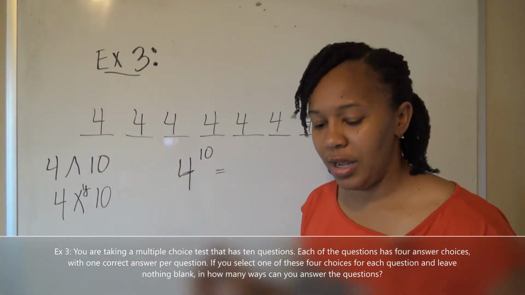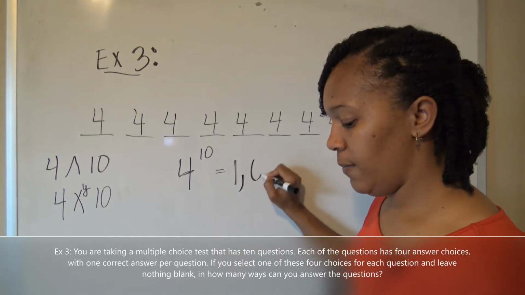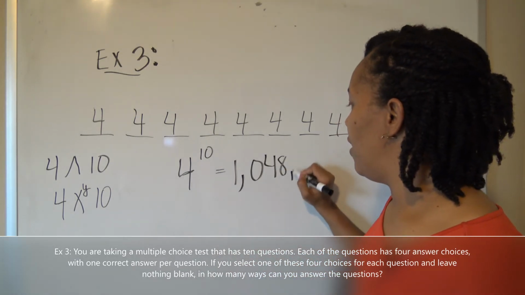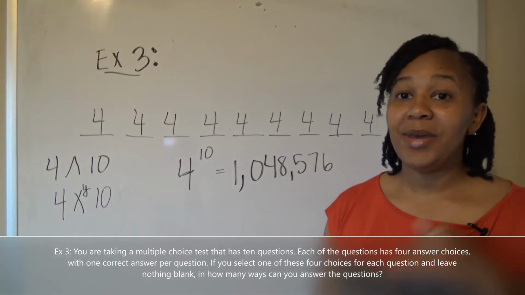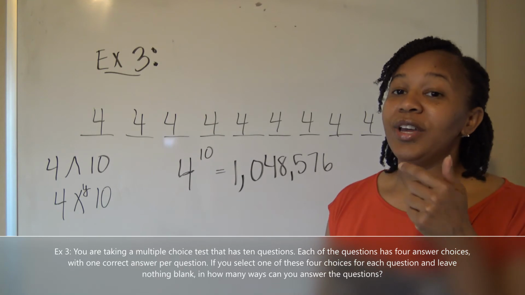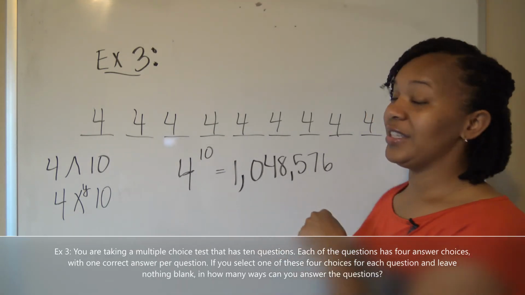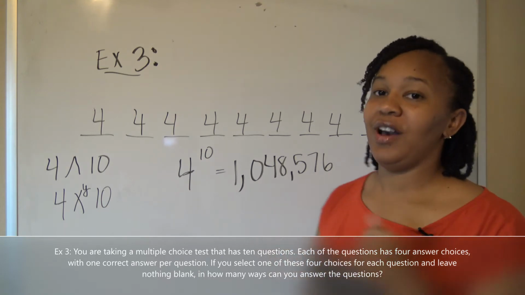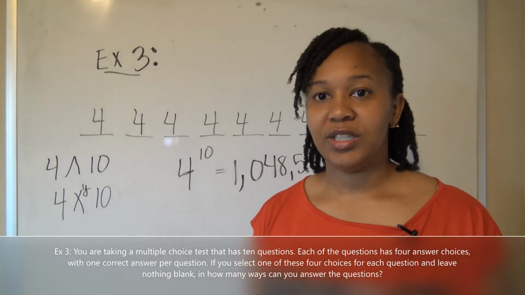So that's how you'll plug that in your calculator, and you actually get a total of 1,048,576. So there's a million different ways you can answer those 10 questions. A million to be exact, 1,048,576 ways you can answer those 10 multiple choice questions.